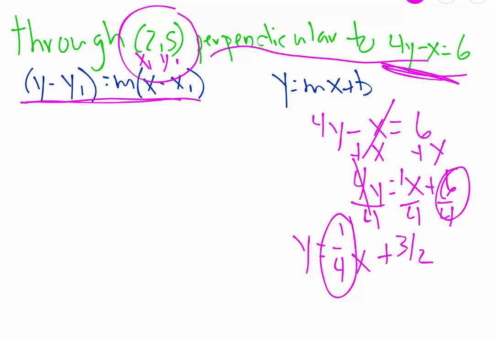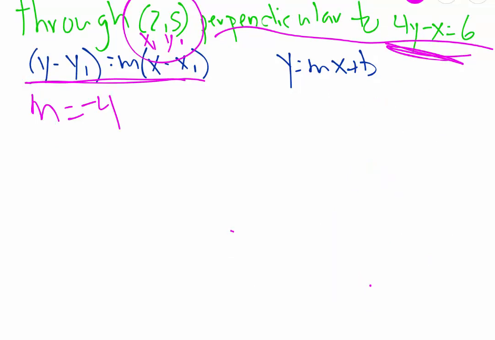Now, it says we need the equation perpendicular to this one, so we don't want to use the 1/4. Flip that, change the sign. If we take 1/4 and flip that around, we get a 4, right? 1/4 becomes 4/1, which is just 4. 1/4 was positive, we want it negative. So that means that our slope is -4. Again, flip the fraction, change the sign.